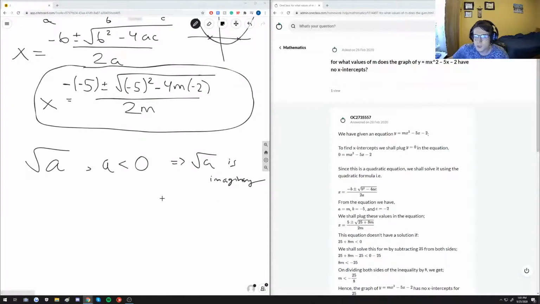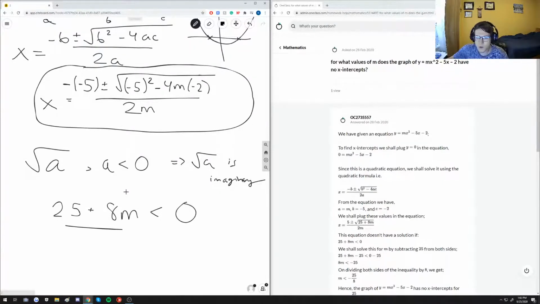Okay. So we know that the square root of a has to be less than 0, and in this case our a is what's inside of the square root. So we have to make sure that what's inside of the square root is less than 0. We're going to rewrite this in a more simplified form. Minus 5 squared is 25, and then minus 2 times minus 4 is plus 8m, which is less than 0. So this is our a, and it has to be less than 0.